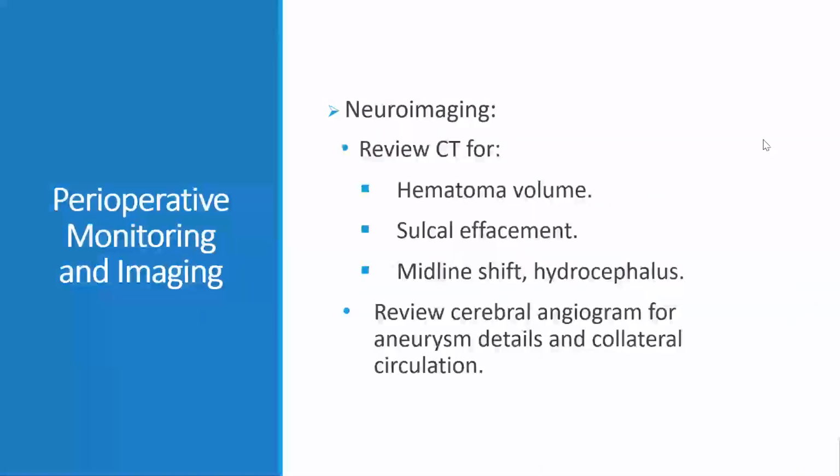Perioperative monitoring and imaging. Review CT for hematoma volume, sulcal effacement, midline shift, or hydrocephalus. We also have to review the cerebral angiogram for aneurysm details and collateral circulations.